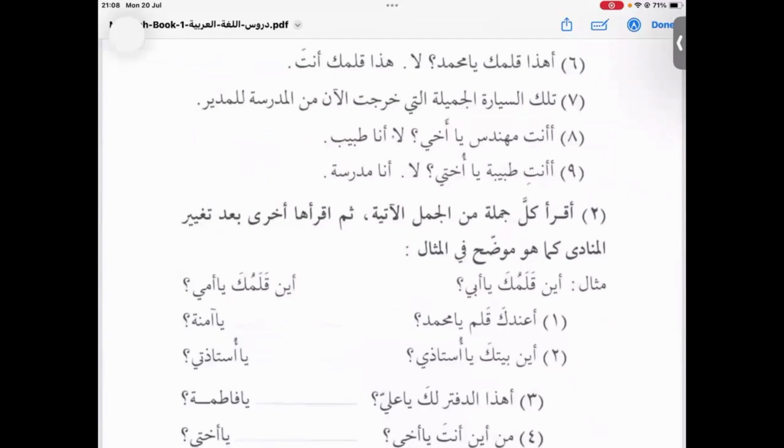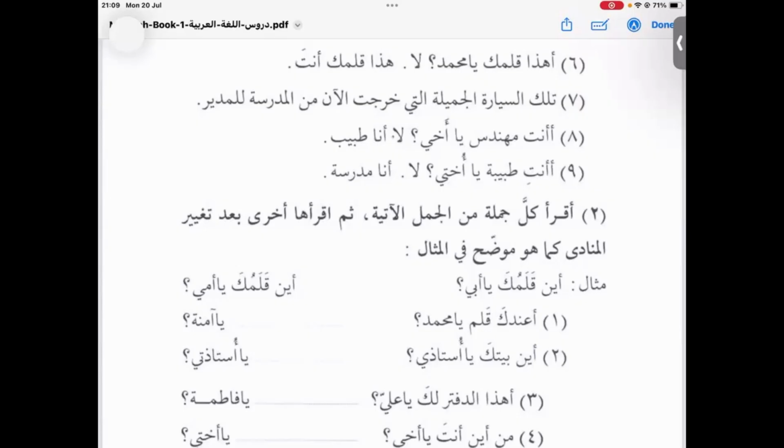أهذا قلمك يا محمد. Why am I reading it قلمك and not قلمك? Muhammad is male. Because I'm speaking to a male. أهذا قلمك. Is this your pen, O Muhammad? لا, هذا قلمك أنت. No, this is your pen. Anta, you, in fact. It's not my pen, me, Muhammad. It's your pen. The person asking the question, it belongs to you. هذا قلمك أنت. Okay, number 7.